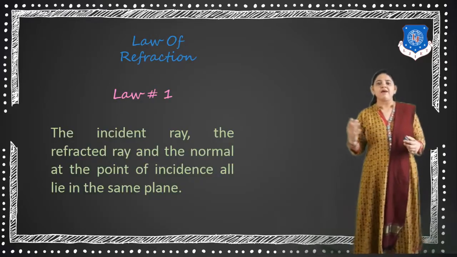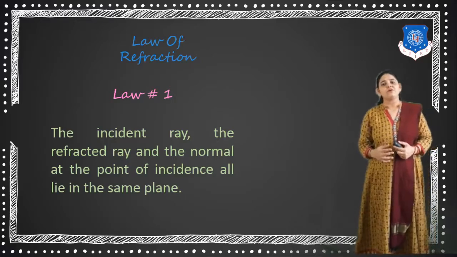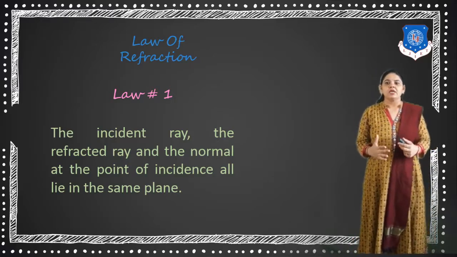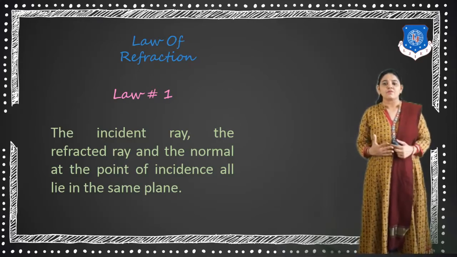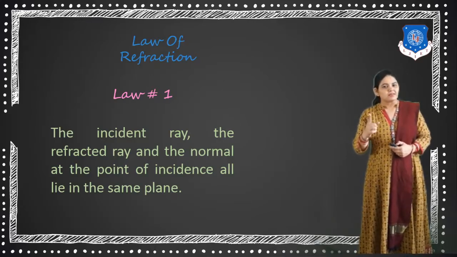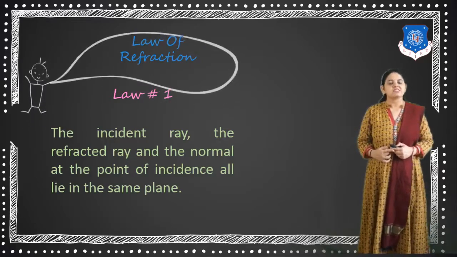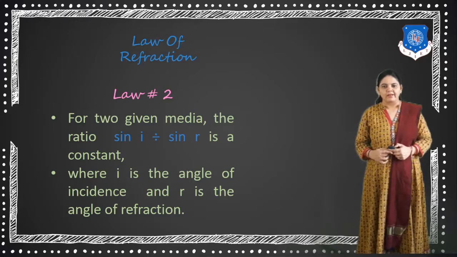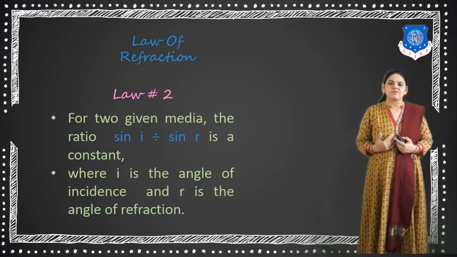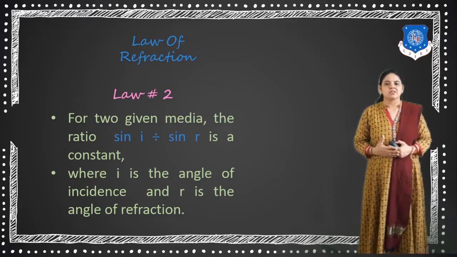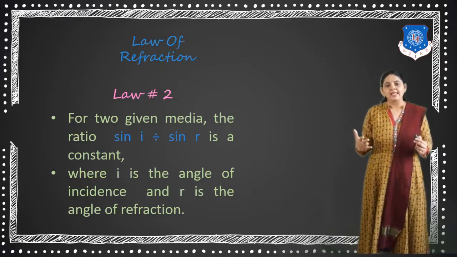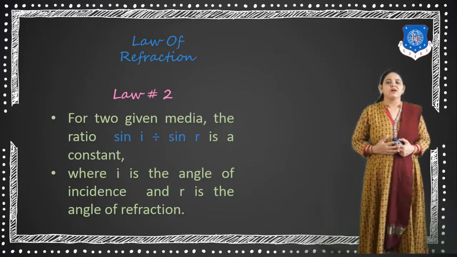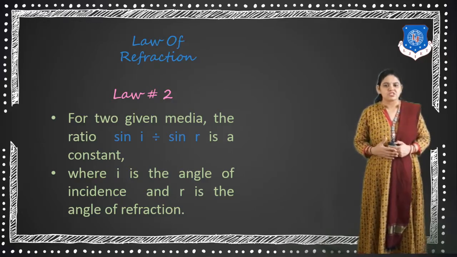Now we have the laws of refraction. Law number one: the incident ray, the refracted ray and the normal at the point of incidence all lie in the same plane. Law number two: for the two given media, the ratio sine I upon sine R is a constant, where I is the angle of incidence and R is the angle of refraction.